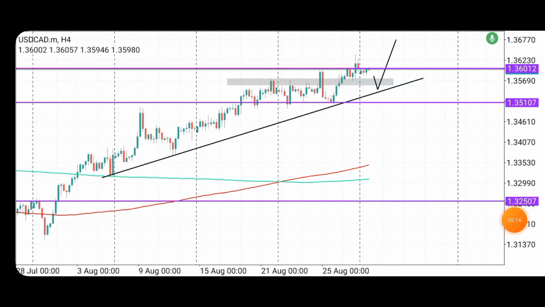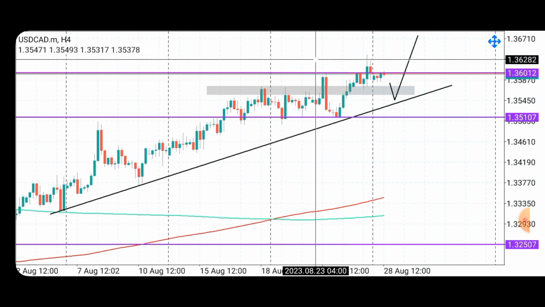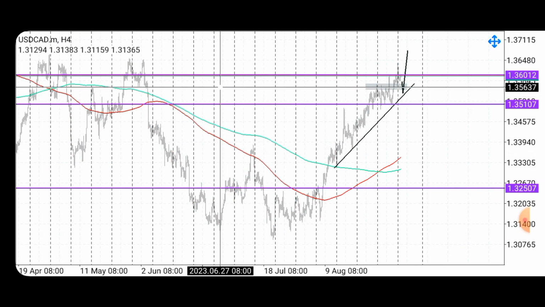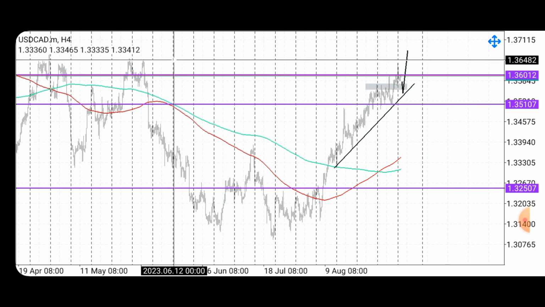Okay, a quick look on the USD CAD. On the USD CAD, we have an uptrend that has been going on for quite some time. We have an uptrend, and then price have not yet hit this highs there at 1.36482, which is the next possible target.